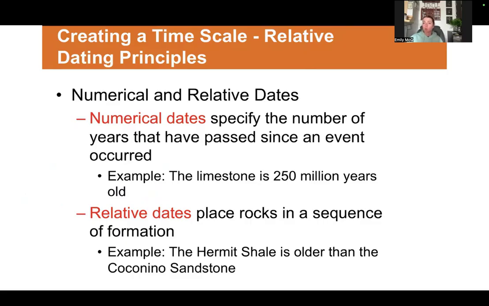And this comes down to radiometric dating. So we can radiometrically date rocks, igneous rocks, to say this rock is 250 million years old. But sometimes we can't radiometrically date a rock. Sometimes we have to relatively date a rock based on the sequence in which these rocks have formed. So now we're going all the way back to the geosphere.